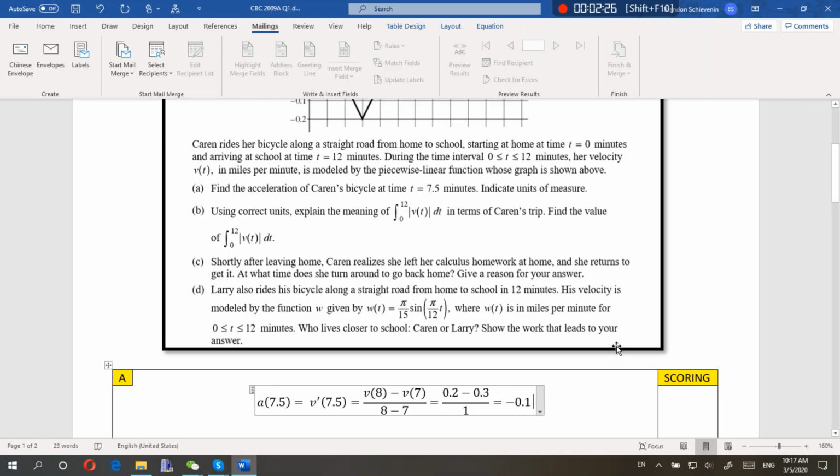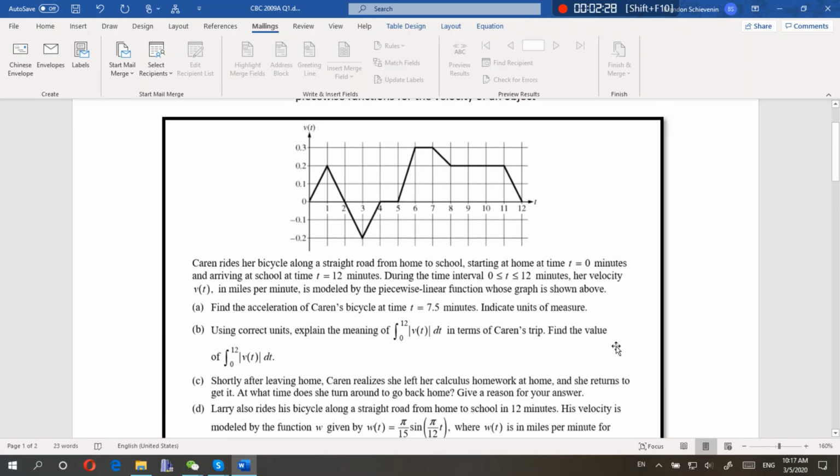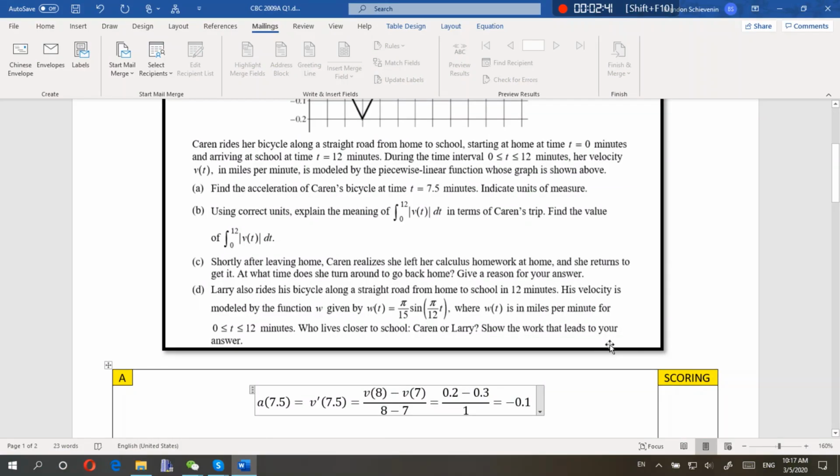Okay, and units? Meters per second squared. Not for this one. Wait. Meters per minute squared. No, miles per minute squared. Miles per minute squared. Okay.